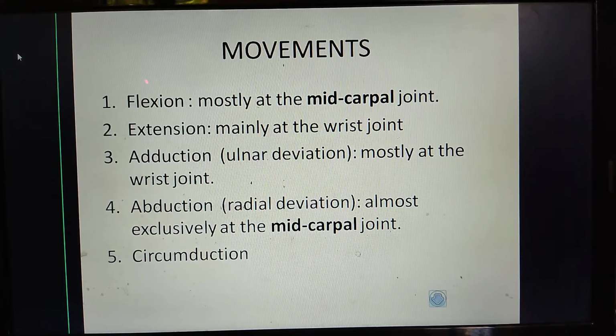Now, flexion and extension, these two movements are occurring in a transverse axis. The flexion movement is mostly occurring at the mid-carpal joint, and it extends to a range of about 85 degrees. Most of the flexion is actually taking place at the mid-carpal joint.